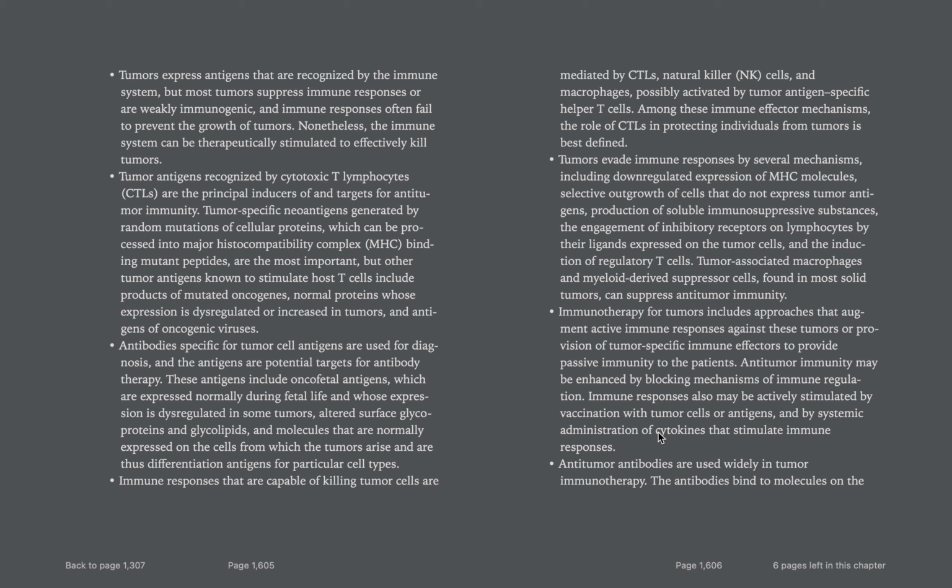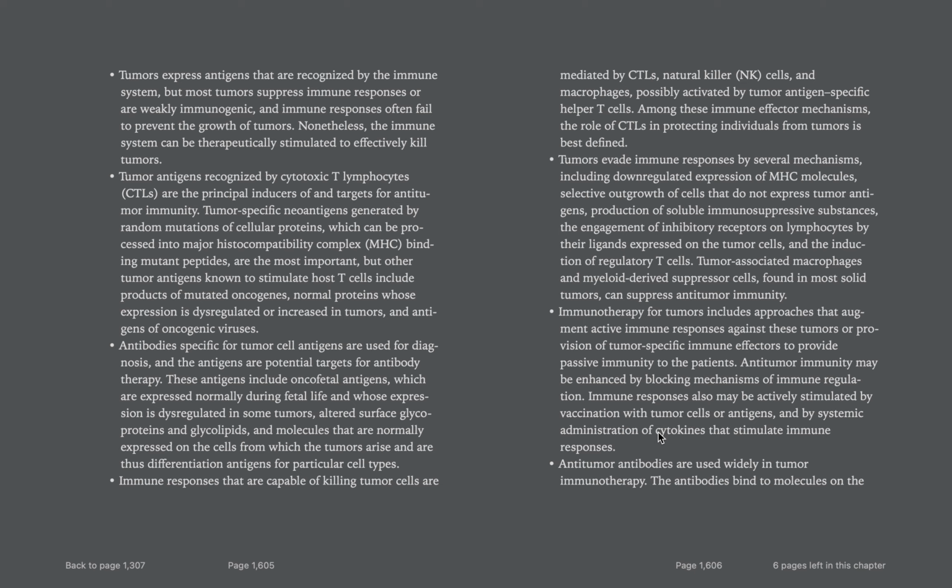Tumor-specific neoantigens generated by random mutations of cellular proteins, which can be processed into major histocompatibility complex binding mutant peptides, are the most important. But other tumor antigens known to stimulate host cells include products of mutated oncogenes, normal proteins whose expression is dysregulated or increased in tumors, and antigens of oncogenic viruses.